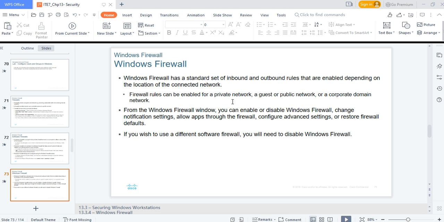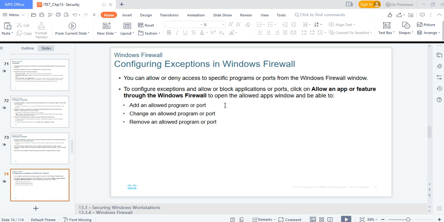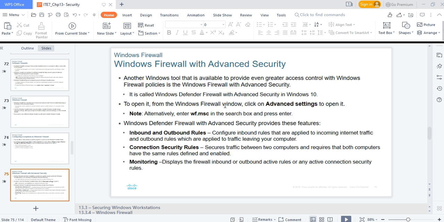Windows firewall is an example of a software firewall, but you also have hardware firewalls, but they're very, very expensive.